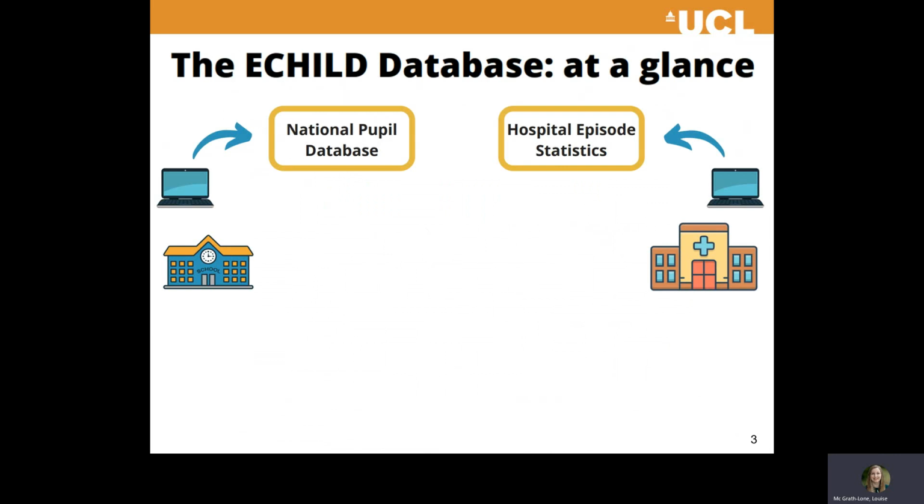The new dataset we're using in our research is called the eChild database. It brings together two datasets that are already collected separately in schools and in hospitals. The first dataset is called the National Pupil Database, or NPD, and it includes information about absences, exam results, and special educational needs. The other dataset is called Hospital Episode Statistics, or HES, and it includes information about hospital admissions, including diagnoses, treatments, or operations.